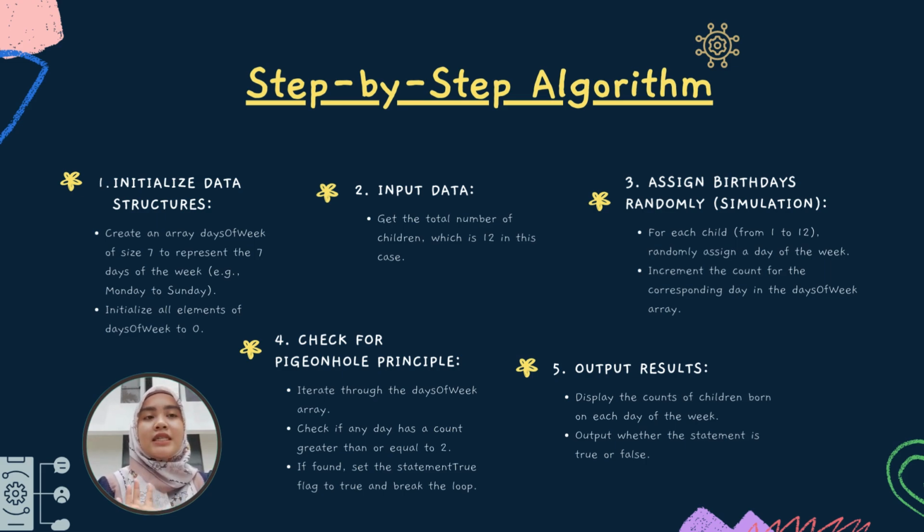The fourth one is to check for the pigeonhole principle. We have to iterate through the days of week array and check if any day has a count greater than or equal to 2. If found, set the flag to true and break the loop. The fifth one is about the output result. Here we display the counts of children born on each day of the week, and output whether the statement is true or false.